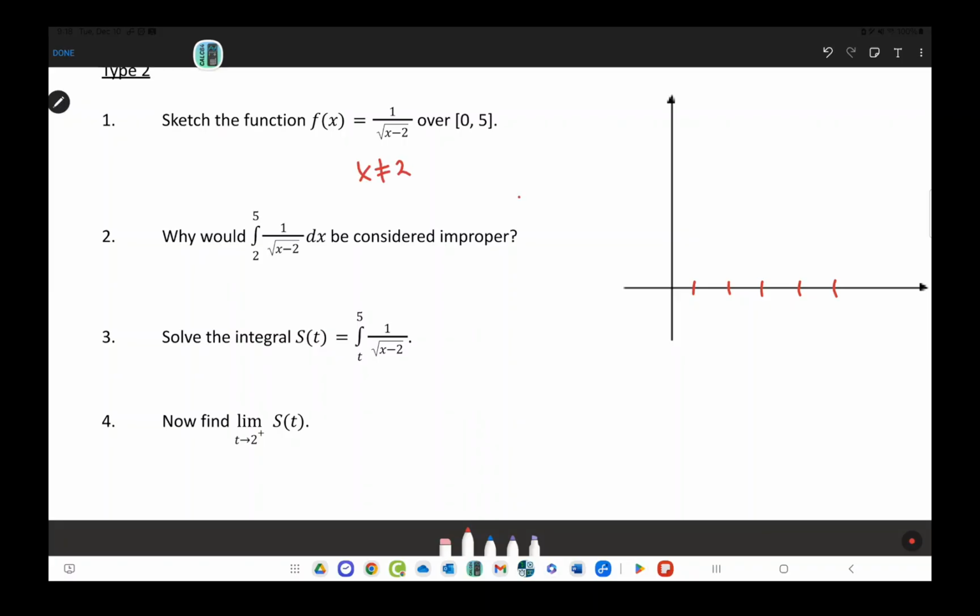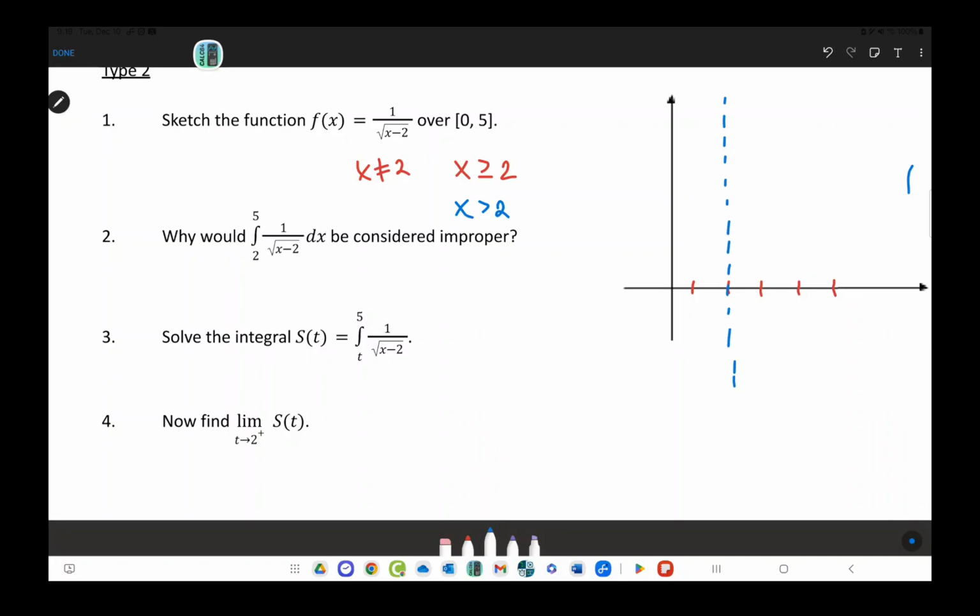What else can you not have inside of a radical? A negative number, which means x must be greater than or equal to 2. Since it can't be equal to 2, my final domain issue is that x must be greater than 2. So I'm going to have a vertical asymptote here.